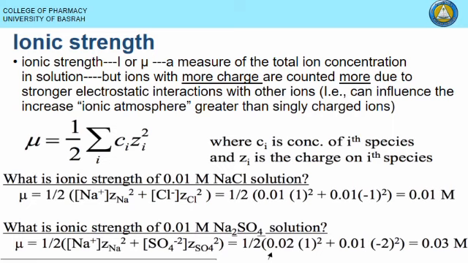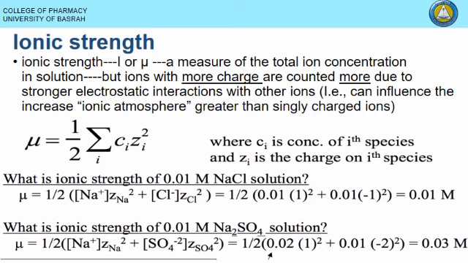And here we apply the equation: mu equals one half multiplied by the concentration of the sodium, which is 0.01, times the charge of the sodium, 1 squared, plus the concentration of chloride, 0.01, times the charge of the chloride, minus 1 squared. So the overall would be equal to 0.01 molar. So this is the ionic strength of 0.01 molar NaCl.